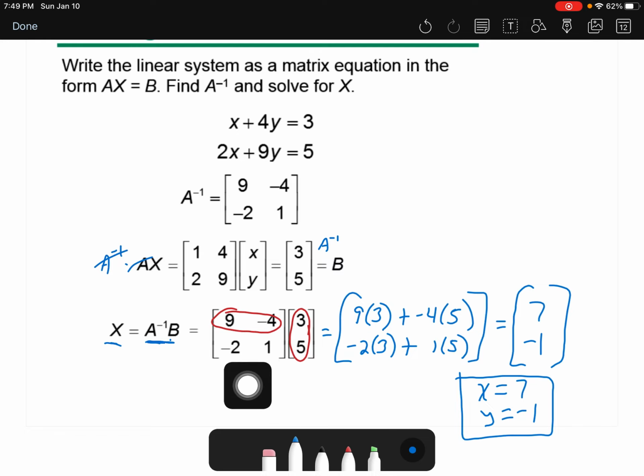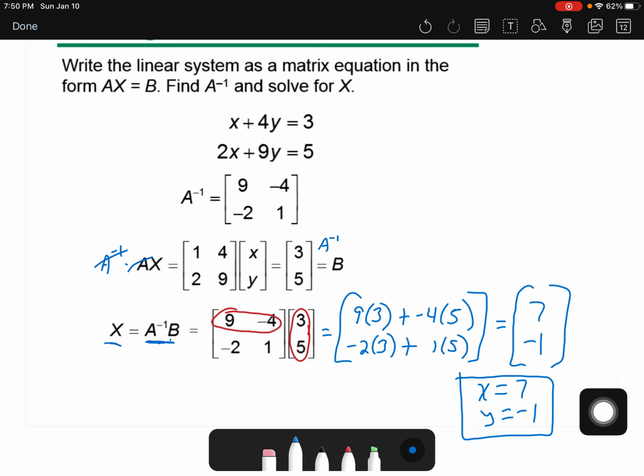And so that's what I'm doing here. We found the inverse right here, 9, -4, -2, 1 from that previous example, and then we're going to multiply it by 3, 5. I went through the work already, but it's 9 times 3 plus -4 times 5, and that's what I'm going to get here. 27 plus -20 is 7. Same thing down here: -2 times 3 plus 1 times 5, that's -6 plus 5 gives me -1. And that's the solution of this system, which means x is 7 and y is -1.